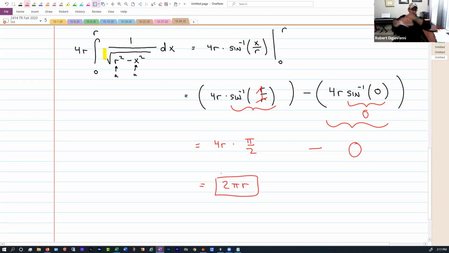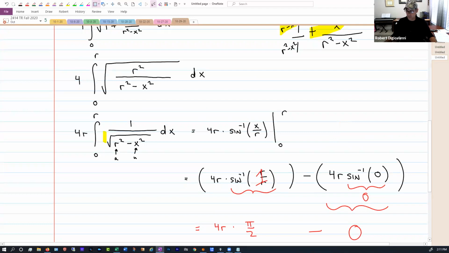All right. So we have proven the circumference of a circle is 2 pi r, the area of the circle is pi r squared, and the volume of a sphere of radius r is 4/3 pi r cubed. And we've used integration to do all of them. Pretty awesome. All right, moving on. Next topic.